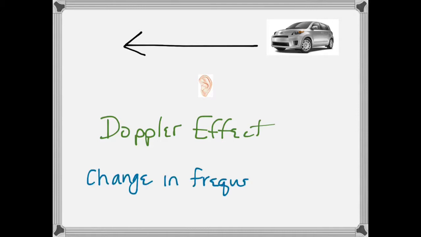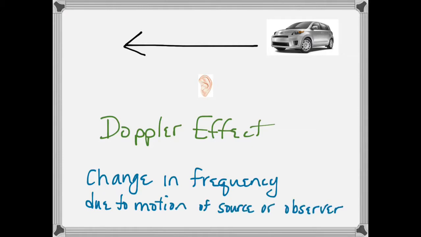Well, it's a change in frequency due to the motion of the source or the observer. This source was moving, and there was a frequency shift. Let's take a look at the Doppler effect. What's the math behind this crazy idea?